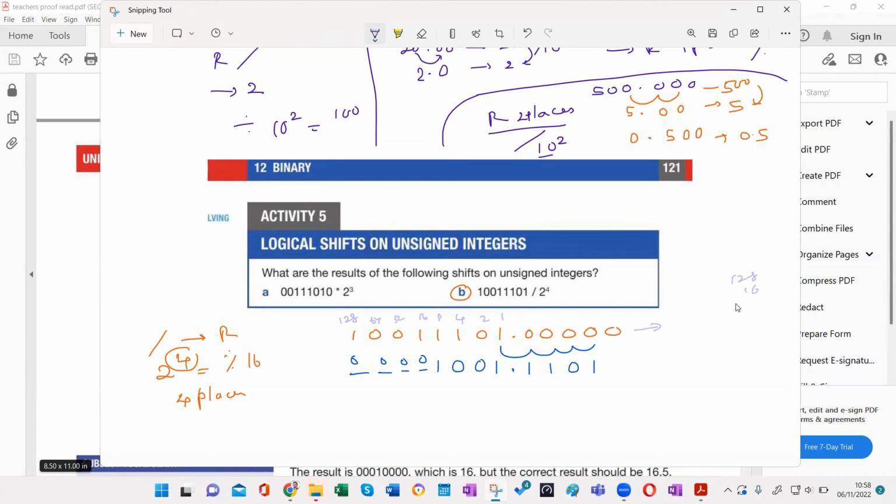16, 8, 4 and 1, right? You also do it and tell me. My maths is bad.